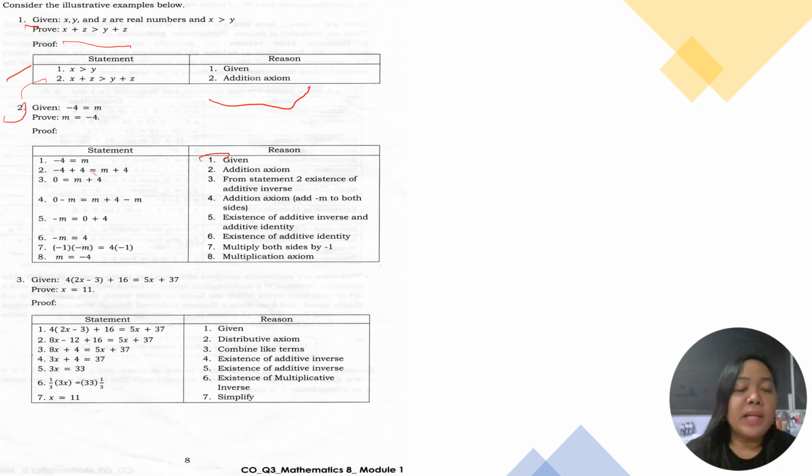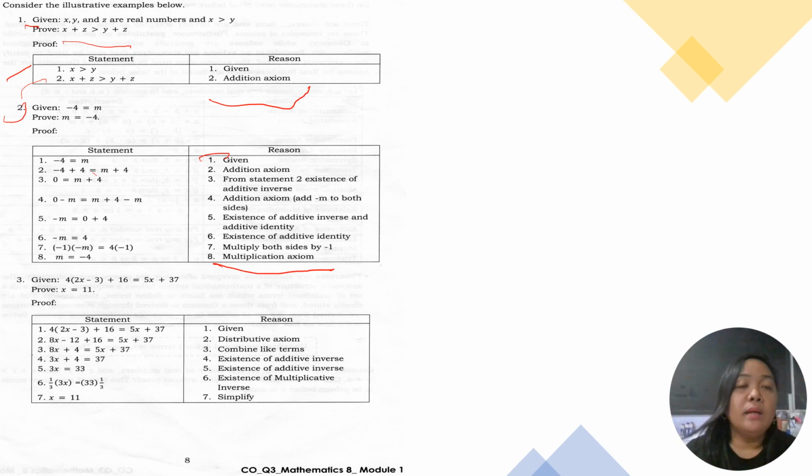Now, by multiplication axiom, we can simplify now negative 1 times negative m. So in statement number 8, that gives us m or positive m already is equal to negative 4. Reason? That's multiplication axiom. So have we proved that m is equal to negative 4? Yes, by multiplication axiom. So we completed our proof for number 2. Let's go to number 3.